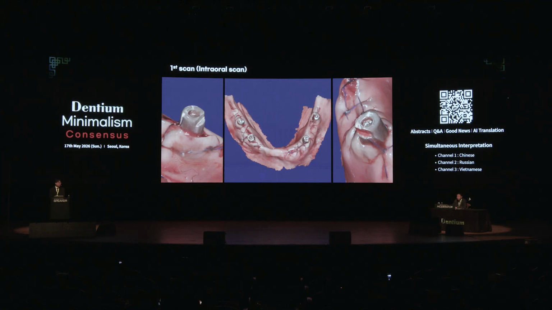The shape of the metal healing abutment is clearly captured without distortion. Since the Bright healing abutment can be used as a scan body, there is no need to remove it for scanning.